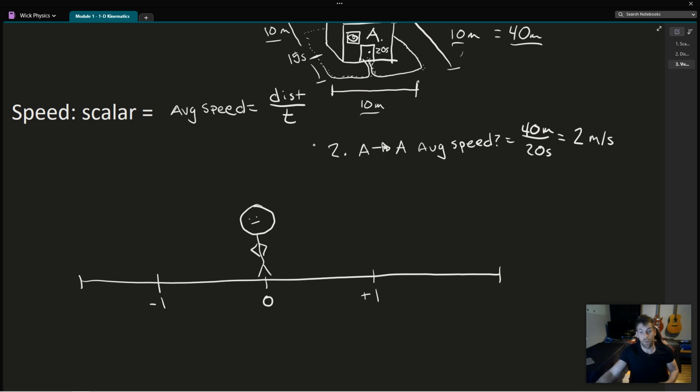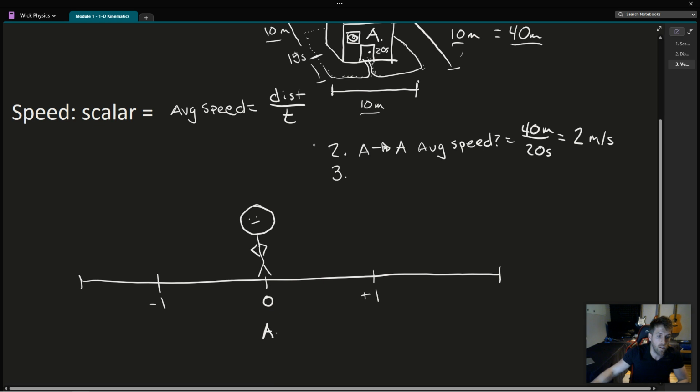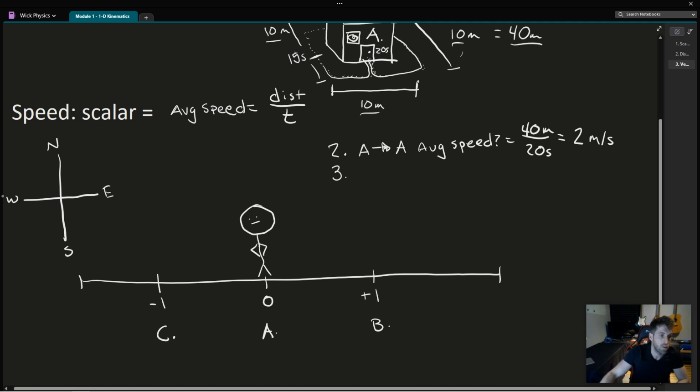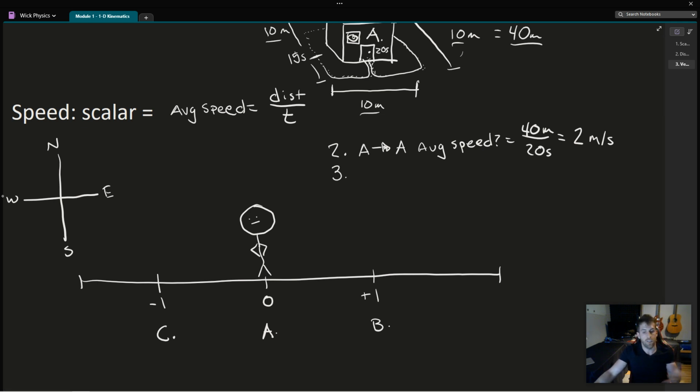Now, I'm going to talk kind of funny here. This person, for question 3, we'll call this point A, point B, and point C. I'll also give a compass: east, south, west, north. So this will be indicative that indeed there is a direction here.